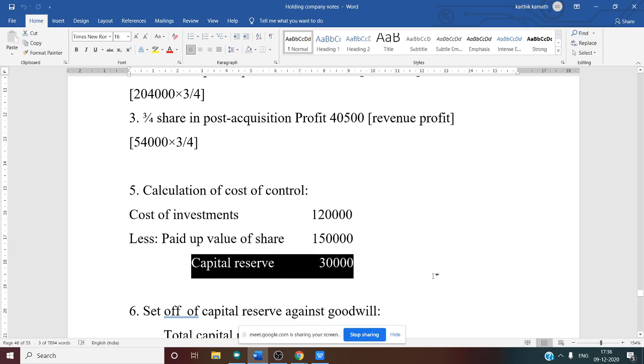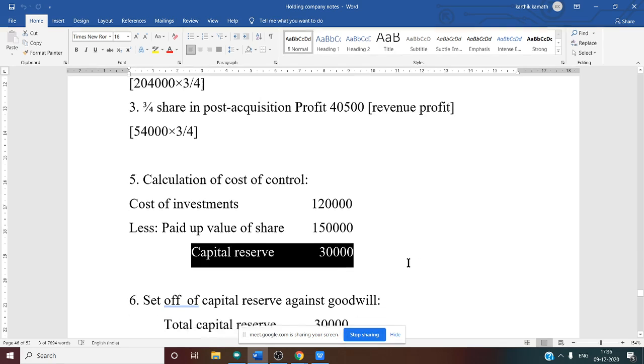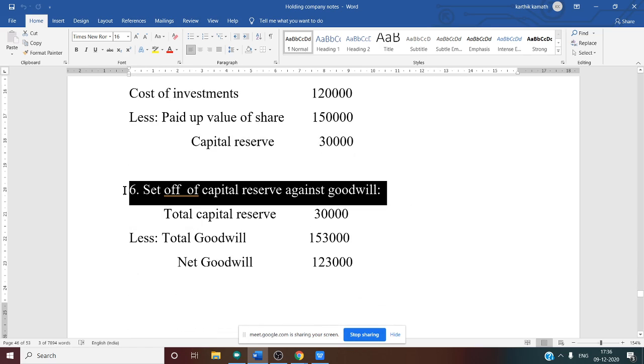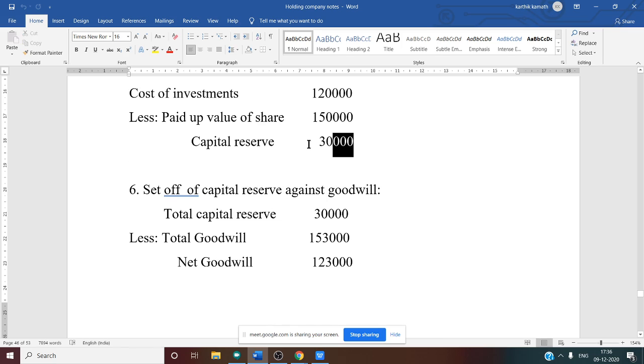Because the holding company is paying less, it is a profit to the holding company. But we can show only one piece of information, either capital reserve or goodwill. So the sixth working note is necessary, that is, set off of capital reserve against goodwill. So now let us see this capital reserve information.